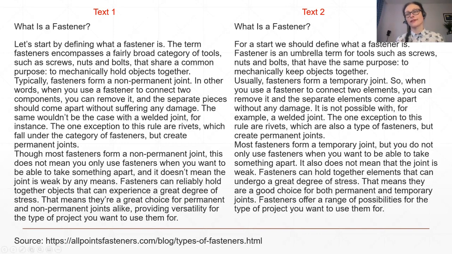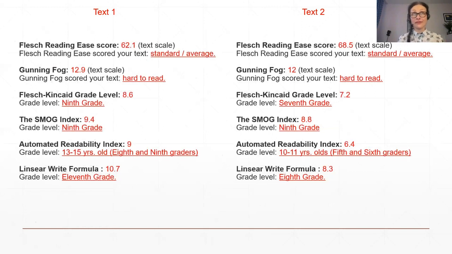The first one is 208 words. The second one is 170. And the second one has slightly shortened sentences, and some synonyms for longer words were used. And here you can see the scores. So we can see the Flesch Reading Ease score and the Gunning Fog index are similar, whereas the Flesch-Kincaid grade level index and ARI and Linsear formula are different.